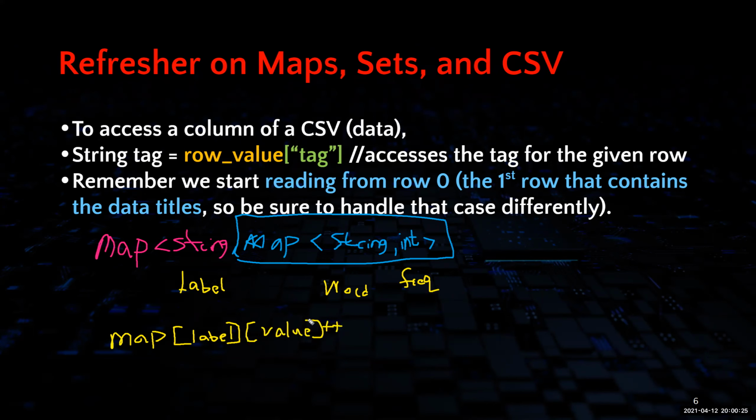So what's happening here is that every string in this 2D map is going to have its own unique map, and that map is going to contain the word frequency pair. You can think of it like we have multiple maps. We have one map for each label, and that map for each label contains a word frequency pair. Does that answer your question?